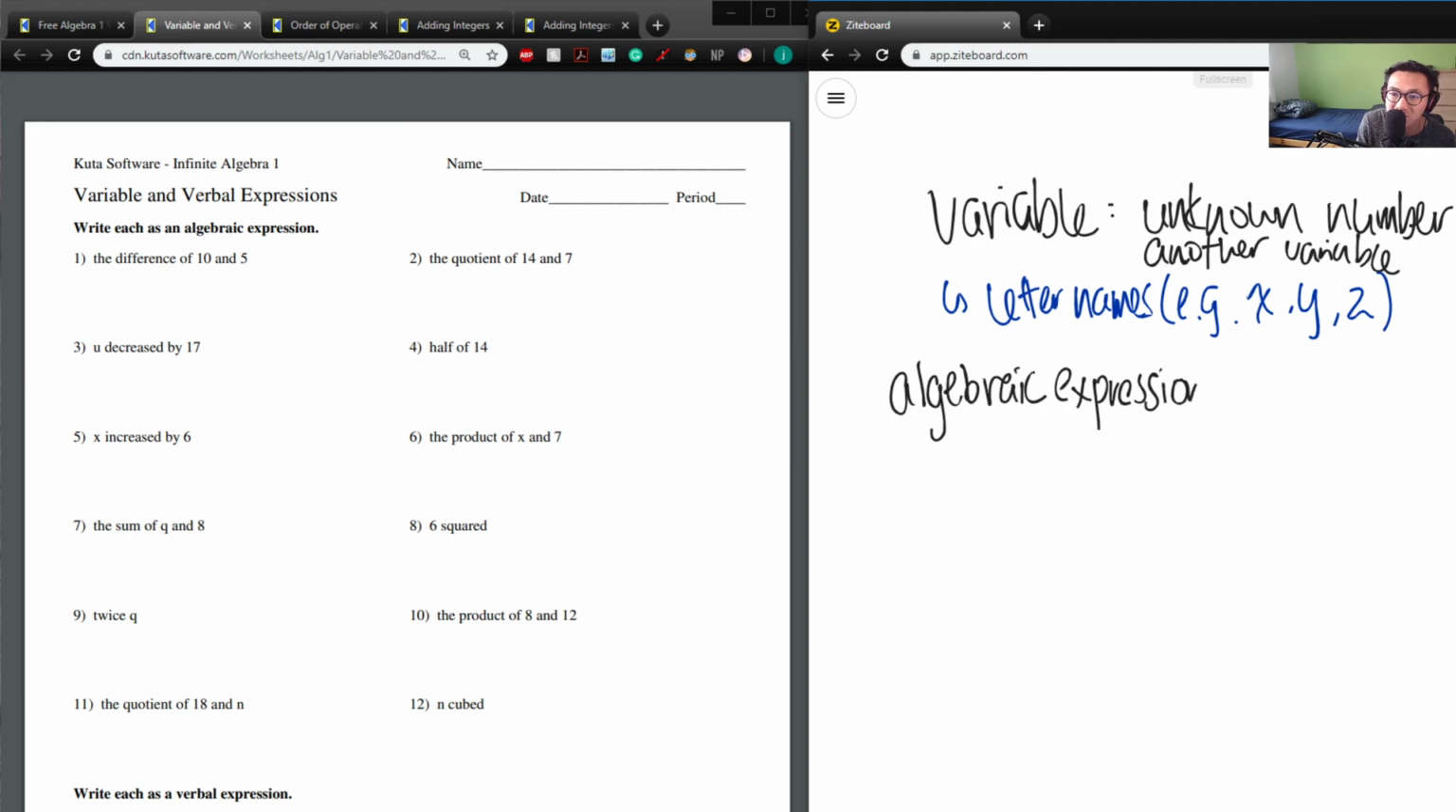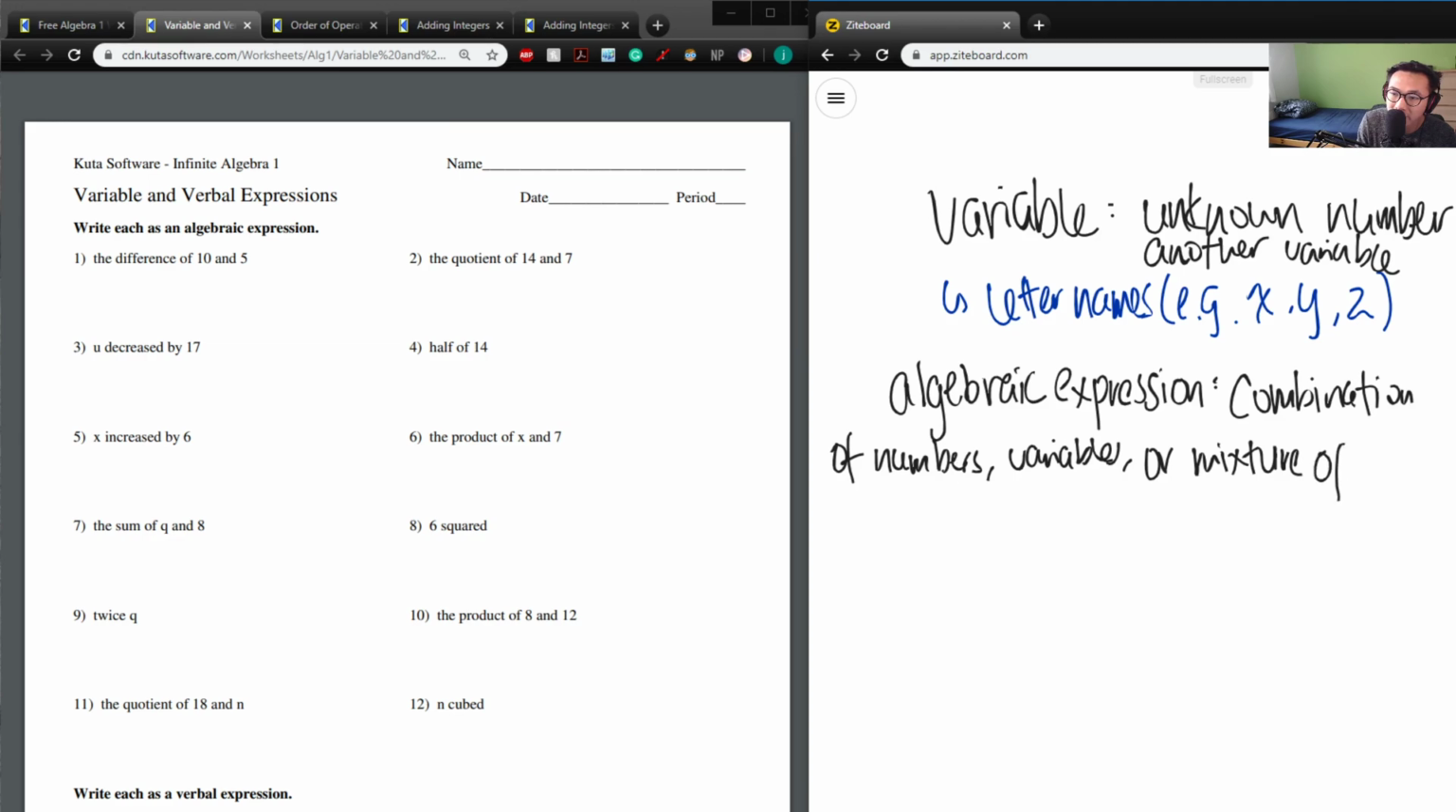Algebraic expression. Basically what that means in common terms, you're writing some type of mathematical statement. It could be an equation where it equals something, but expression just means it could be a combination of numbers or variables, or a mixture of the two. These are all algebraic expressions.